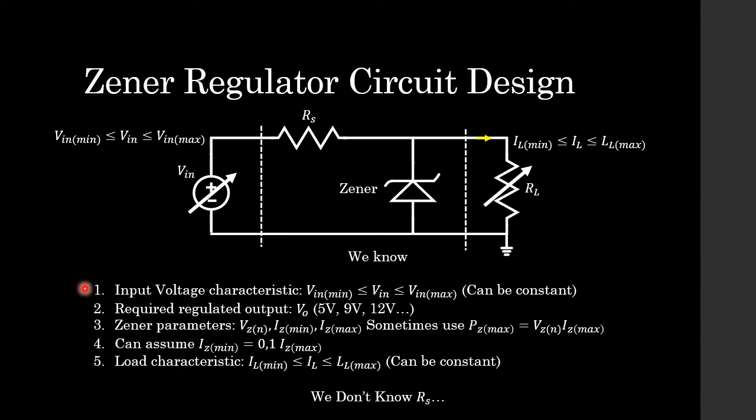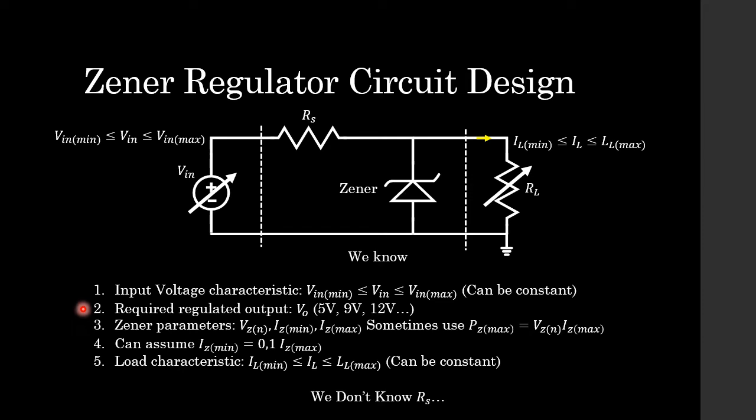So first thing in our Zener regulator circuit design that you know because you specify it is your input voltage characteristic. And that is this source over here. So your input voltage characteristic Vin, you know what it is, and you can actually set the source to whatever you need it to be, Vin min or Vin max. But sometimes, students, it might be a constant input that you see, and that's why I've said here it can be constant.